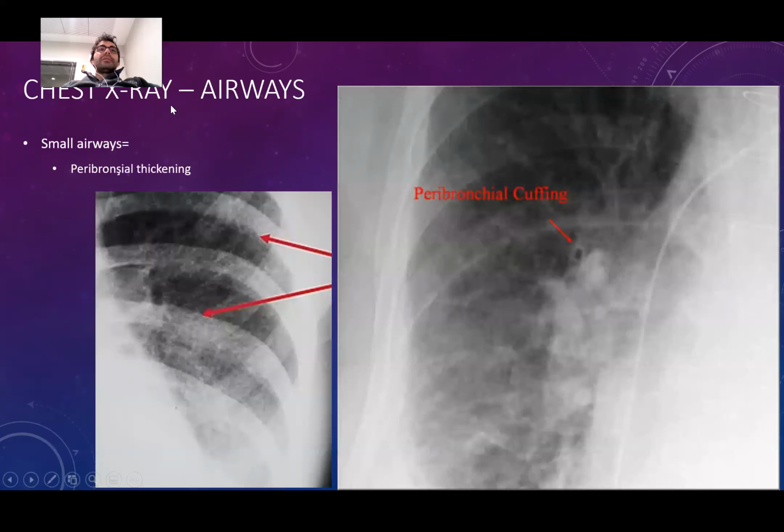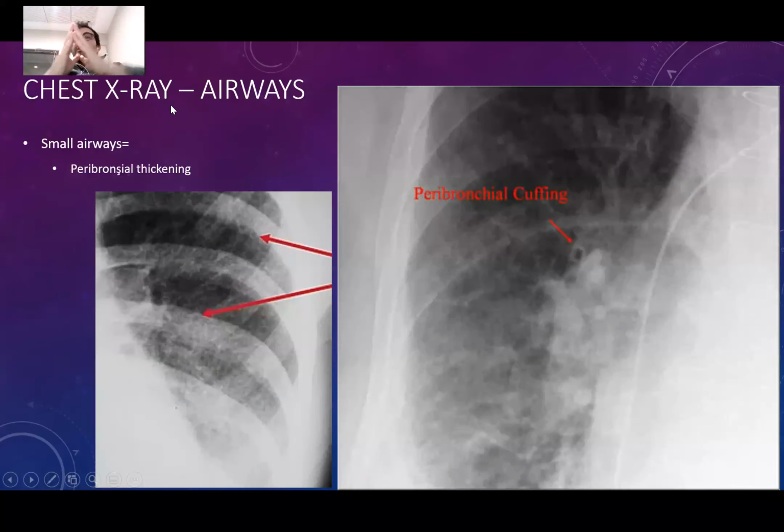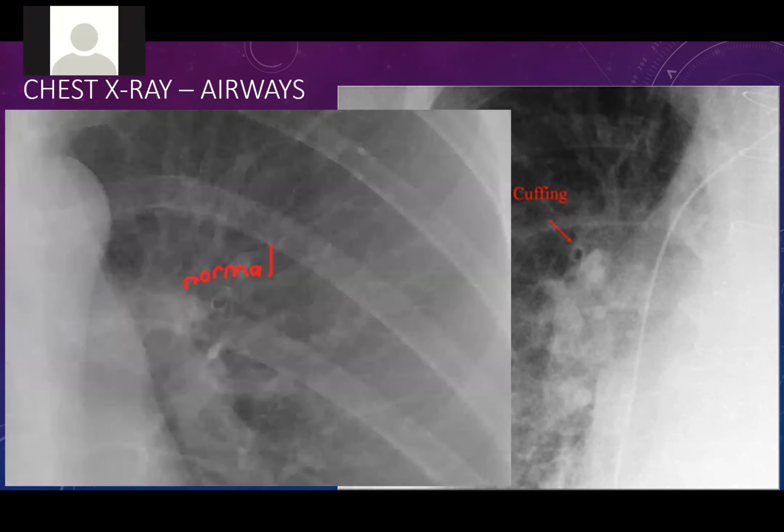When you look at the airways, it's not only the large airways, but small airways have a lot of pathology as well. Peribronchial cuffing is a very important thing that we see in bronchitis patients. It usually happens with children. When I look at the wall of the small bronchi, it's usually very, very thin. When it is thick and marked like this, we should suspect that there is some exacerbation in the bronchi.